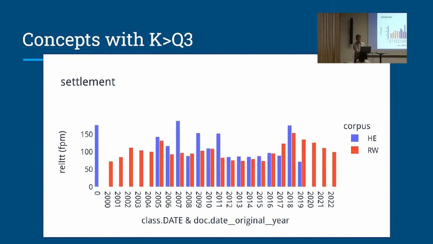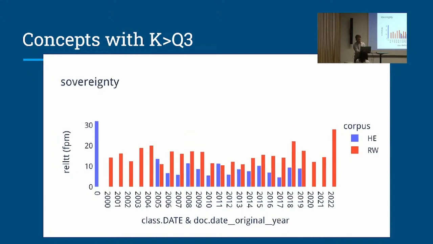Here's one for settlement. This is one of the cases where we have a high keyness. You expect the ReliefWeb corpus to actually have much higher frequencies than the Humanitarian Encyclopedia. But if you break it down by year, you can see that actually on a yearly basis, these two corpora have almost the same frequencies. And really, if you discount 2000, 2001, 2002, all of these years that we don't have data for the Humanitarian Encyclopedia corpus, really the keyness is much lower than you'd expect. Here's another case with sovereignty.